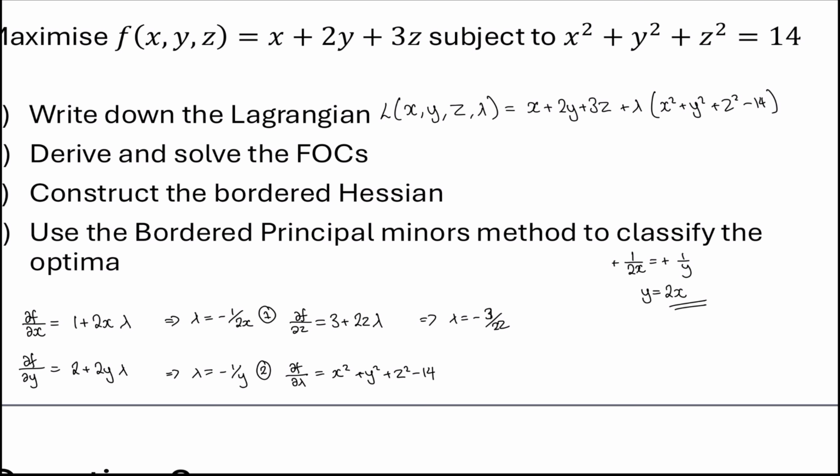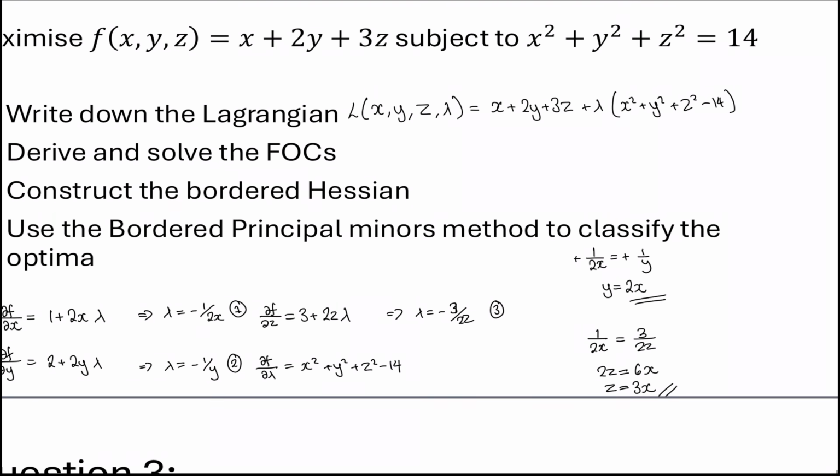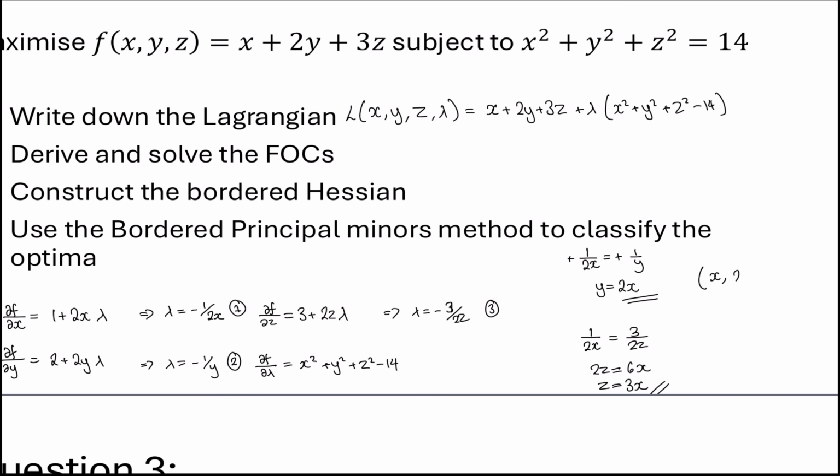Equating equation 1 with this equation, which we'll call equation 3, we get 1 over 2x is equal to 3 over 2z. So 2z is equal to 6x, and so z is equal to 3x. So we get a general solution of x, 2x, and then 3x, because y is the same as 2x and then z is the same as 3x.